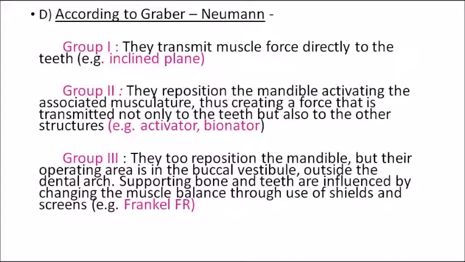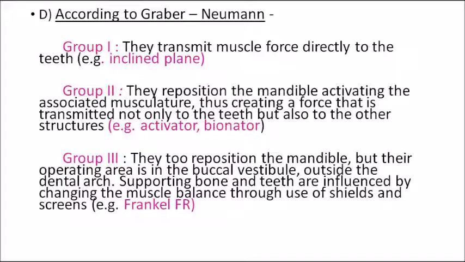Now the third category is entirely different. Here also there is repositioning of the mandible, but the force is not transmitted to the dentition, but rather the force is transmitted to the buccal vestibular region. So the supporting teeth and the bone are influenced by changing the muscle balance. That is, they act like a shield or a screen and protect the dentition and the associated structures from the unwanted forces exerted by the orofacial musculature. Now that is your group 3.